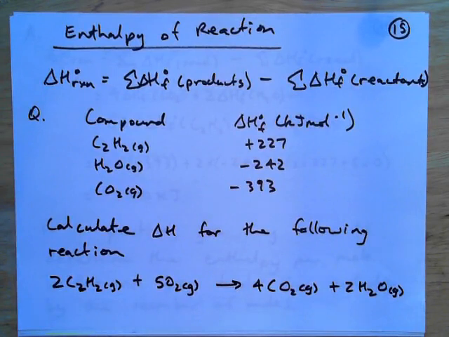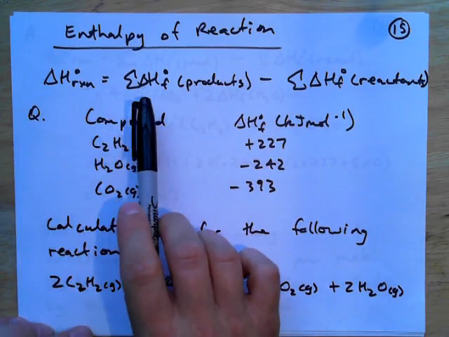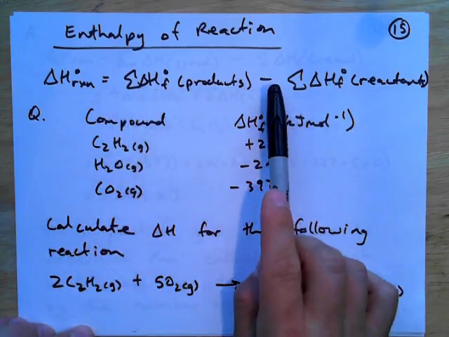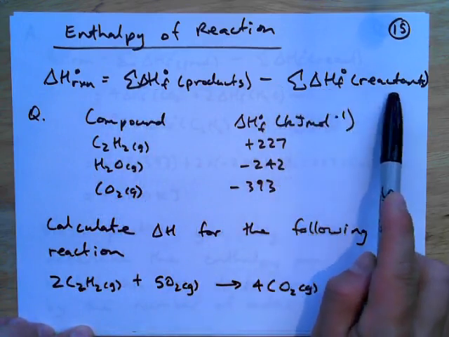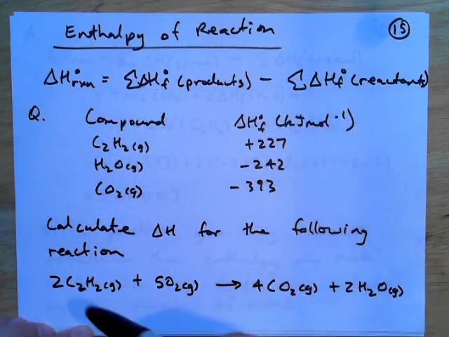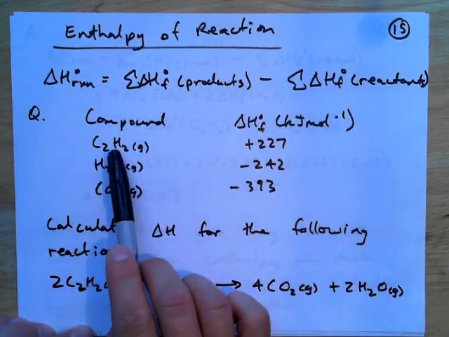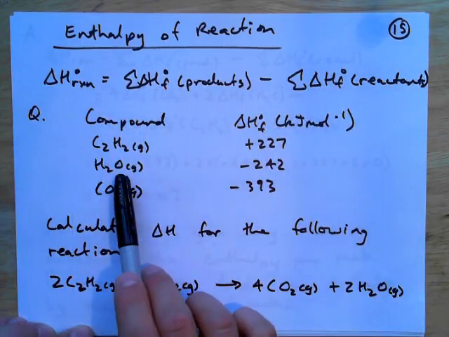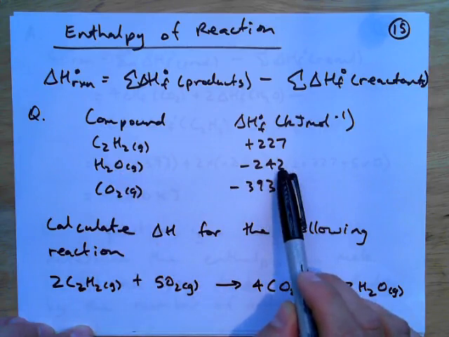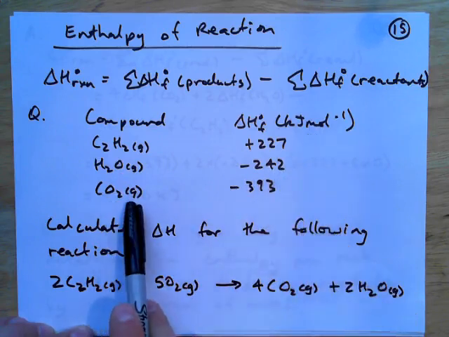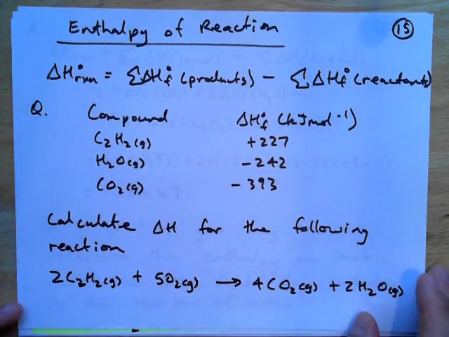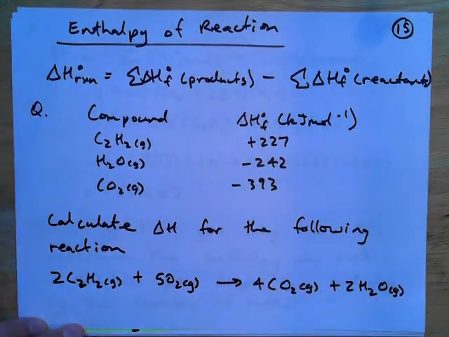Okay, so the enthalpy of reaction is always the sum of the delta H of formation of the products, take away the sum of the delta H of formation of the reactants. So if we have a look here at the compounds, we've got acetylene again, plus 227. Water, the heat of formation of water is minus 242 kilojoules per mole. The CO2 gas formation is minus 393 kilojoules per mole.